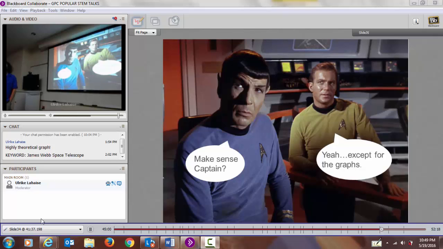It should launch in 2018. It's scheduled to launch on Ariane 5, which is a European rocket. Yeah, it's a very collaborative effort, I think. Who's paying for it? James Webb, yeah.